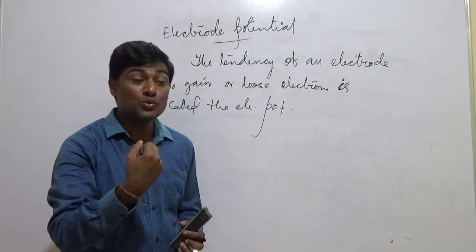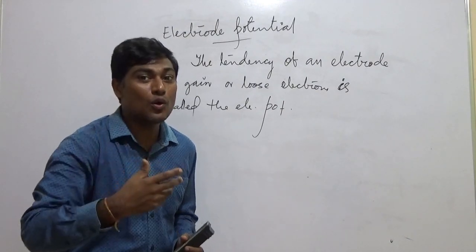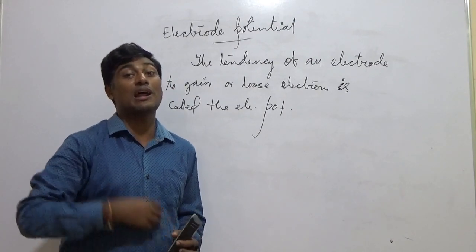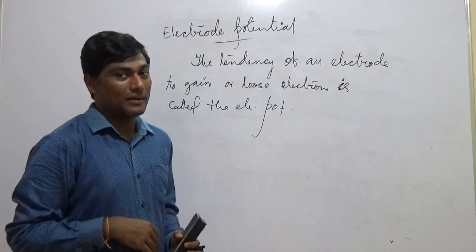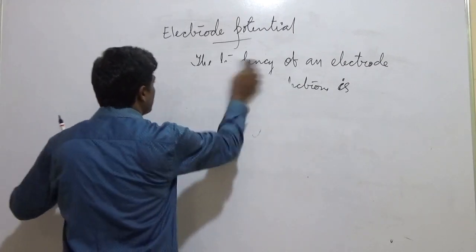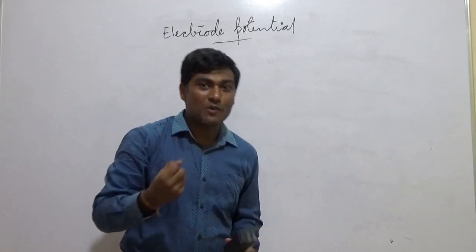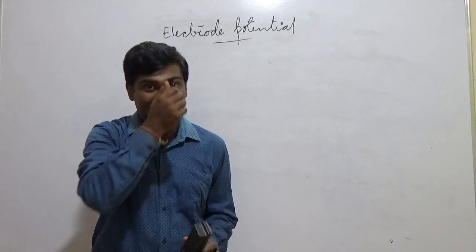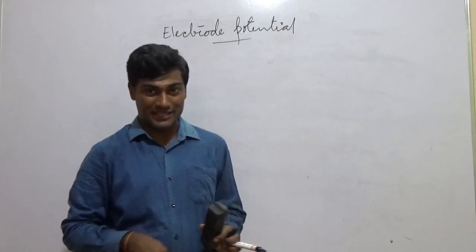But how to measure it? What is the problem? Why can't we exactly know how many electrons are produced or how many electrons are received by an electrode? What's the problem? Let me make you understand. First of all, you can't measure the electrode potential of a single electrode, I mean, when it is not connected to another half cell, right?